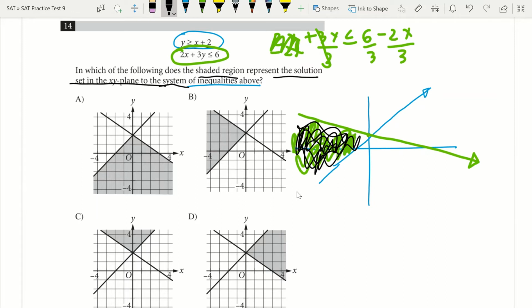So we look at the graph that matches that. We see D doesn't, C doesn't, A doesn't, and B does. B will be our correct answer there. The key thing with number 14, when you're graphing system of inequalities problems, is that it's usually helpful to put them both in slope-intercept form. That's something that will prevent you from making a simple mistake or misinterpreting something. So I recommend putting them both in slope-intercept form.